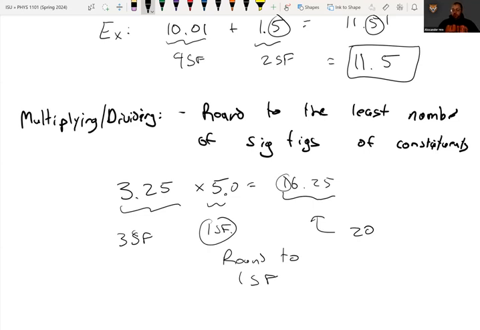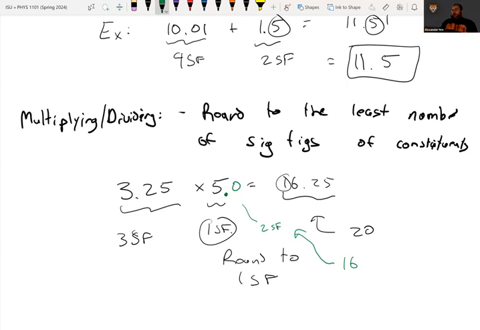If say we had 5.0, now it would be 2 sig figs. And then this thing would round to just 16, which is a little bit more reasonable.